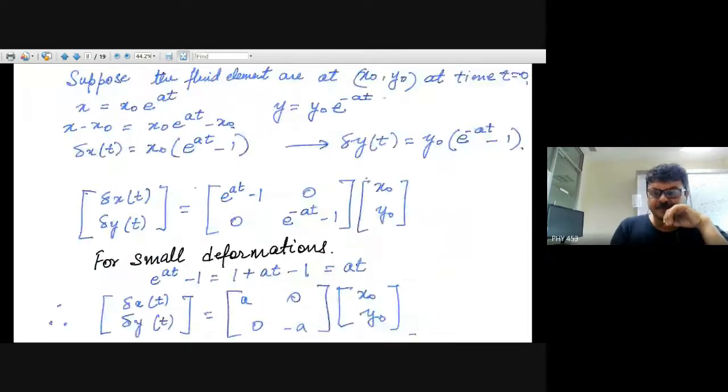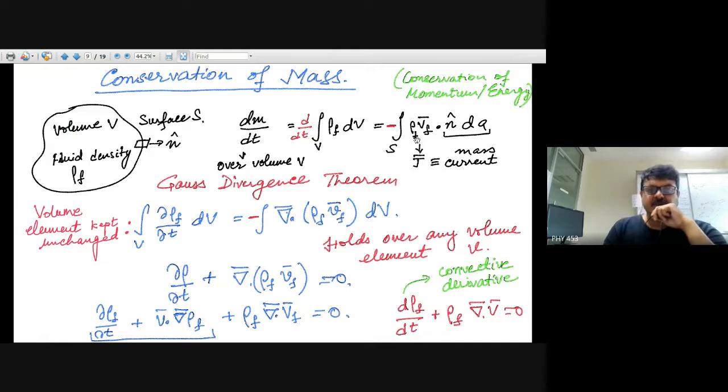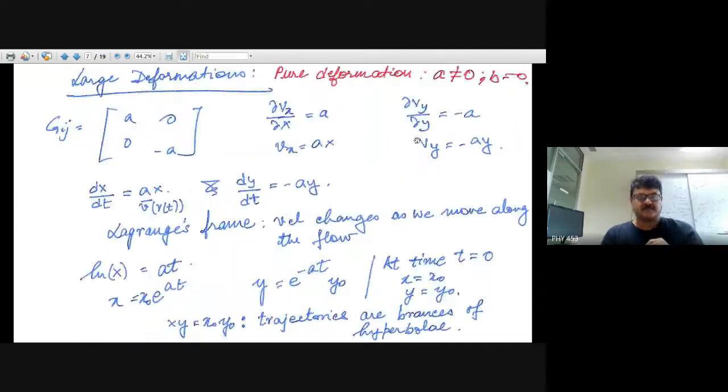Total volume is conserved, but there's exponential stretching, there is pure extension along one direction, pure compression along the other direction, right? So yeah, the rest we will record in the next module.